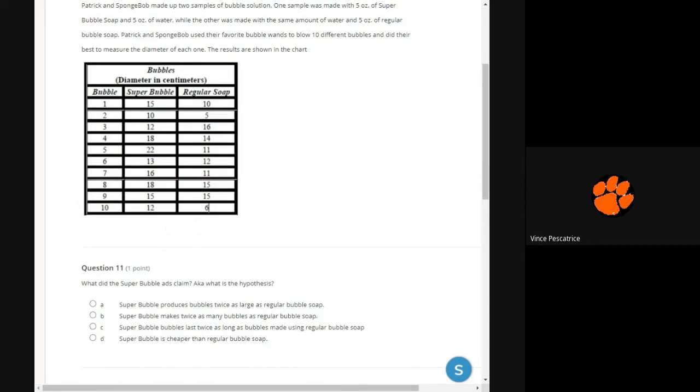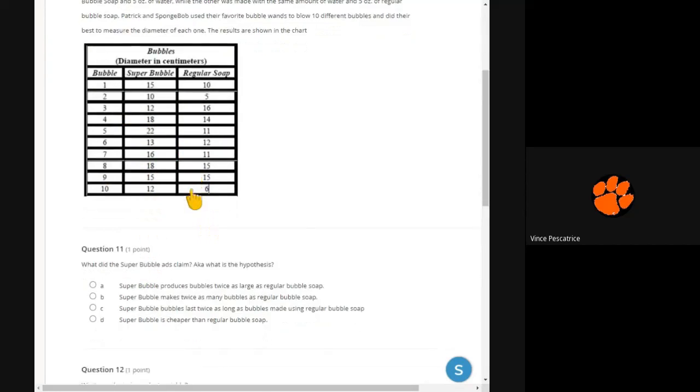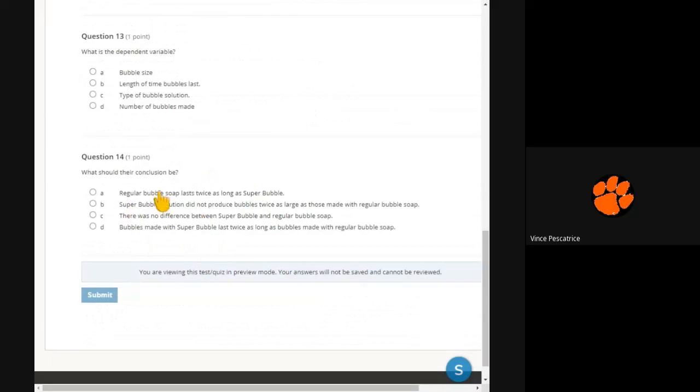Think about overall. The claim is that double bubble or super bubble can do double regular soap. Now, there are a few instances where that's true, but I want you to tell me about the overall trend. Would you be happy or satisfied or sold by the super bubble marketing where they said, we can do double the size? All right, would you be happy with that or not? Do you think their claim held up or not? And that is what you answer here.